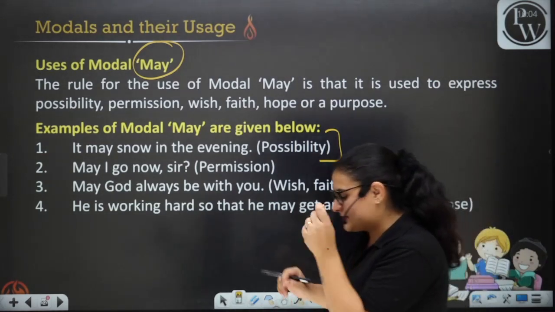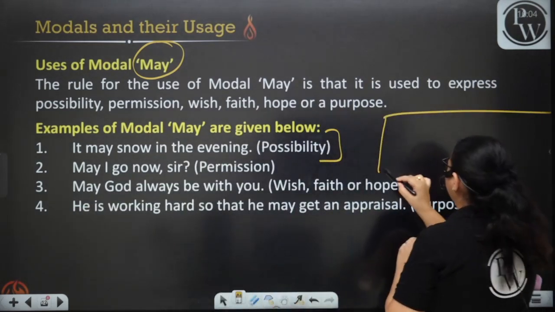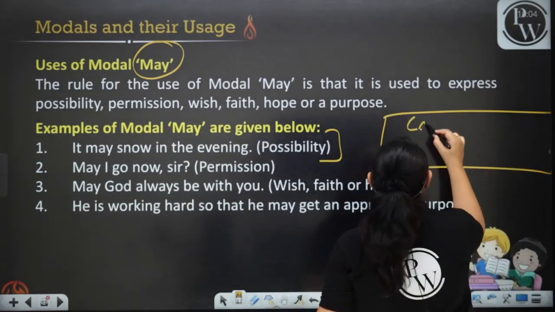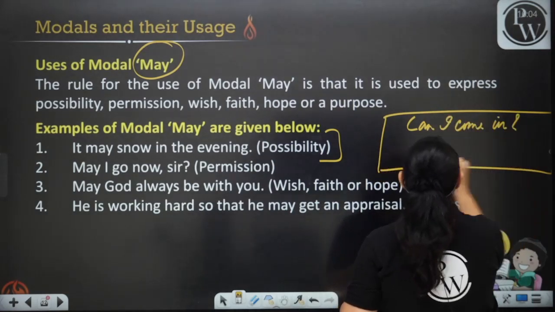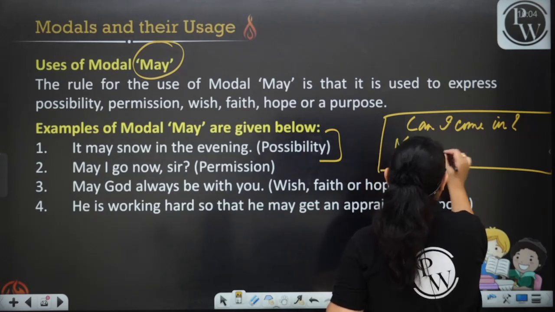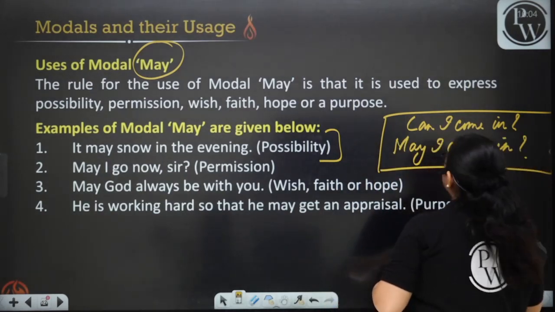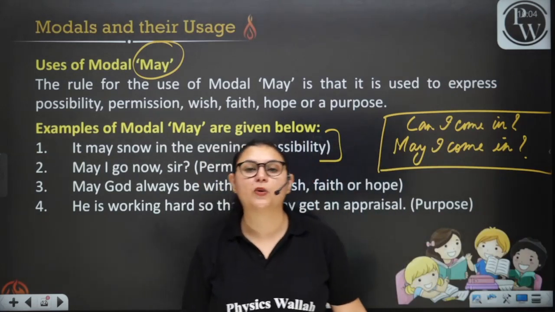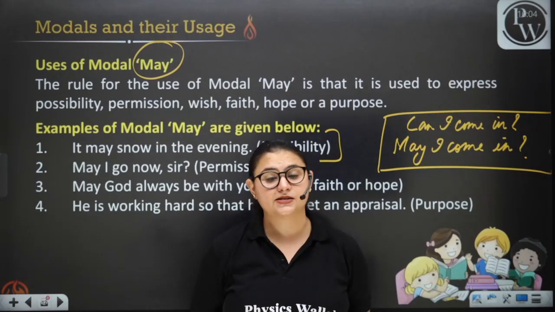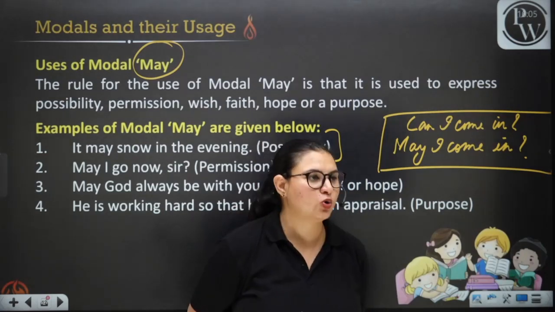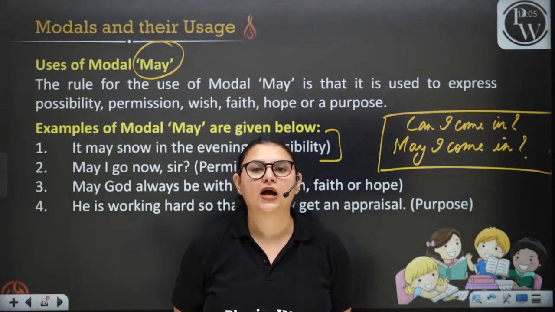Now, let's discuss something which is very important. Whenever you enter the class, there are two ways of saying it. Can I come in? May I come in? Whenever you enter your class and you ask your teacher, ma'am, can I come in the class? And your teacher says, no, you cannot come in my class. Why, ma'am? Why can't I come to your class?